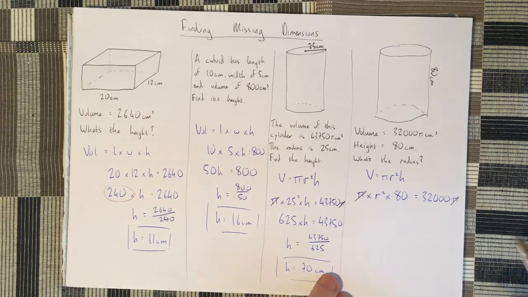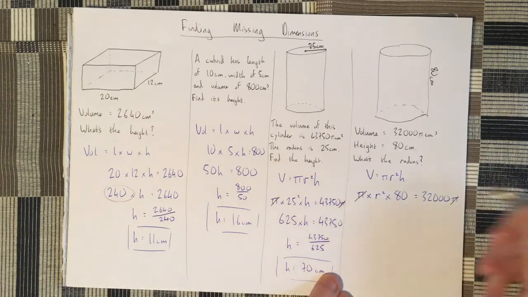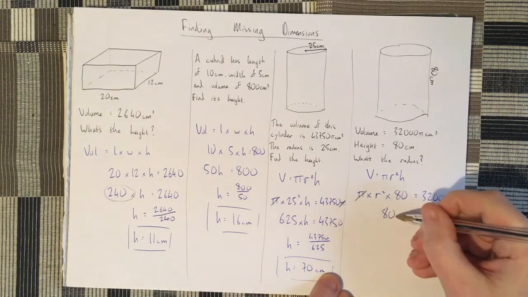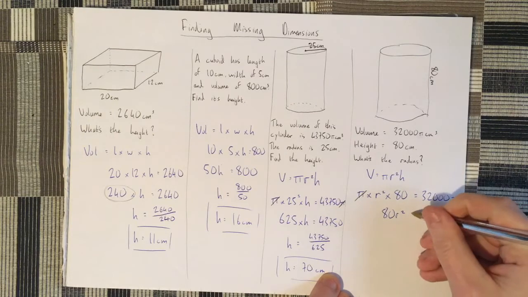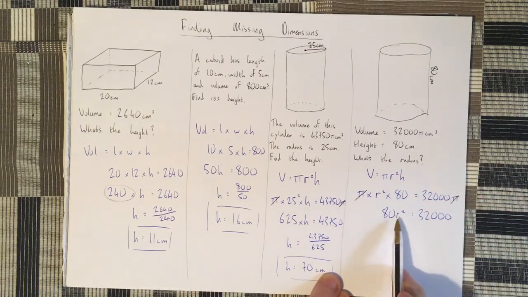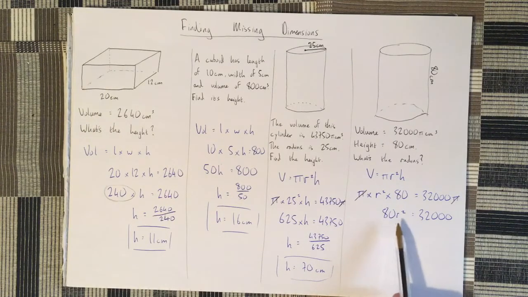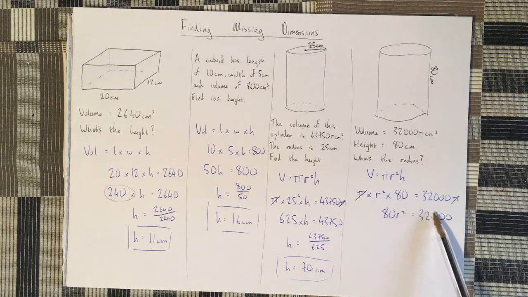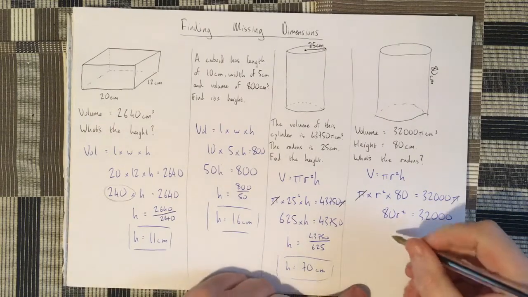Now I've got r squared multiplied by 80. So you can write it like that. Another way you'll see that written a lot is 80r squared equals 32,000. So this, when it's a number up against a letter like this, that just means multiplied by, so don't forget that. I want to get the r squared on its own, so I'm trying to solve for the radius, so I want to end up with just r equals something. So let's move the multiplied by 80 over the equal sign. If you move a multiplied by 80, it becomes divided by 80.